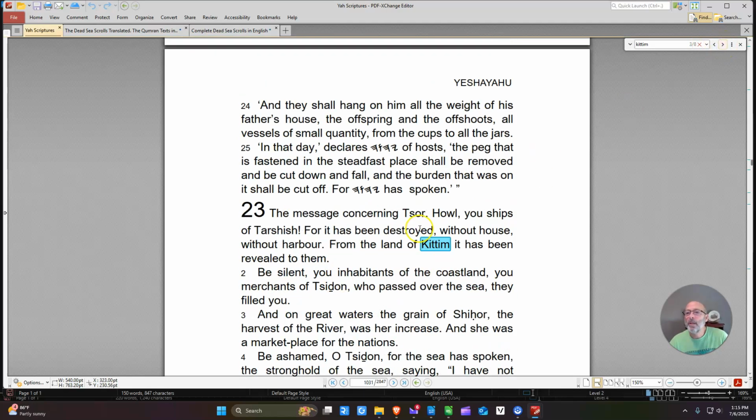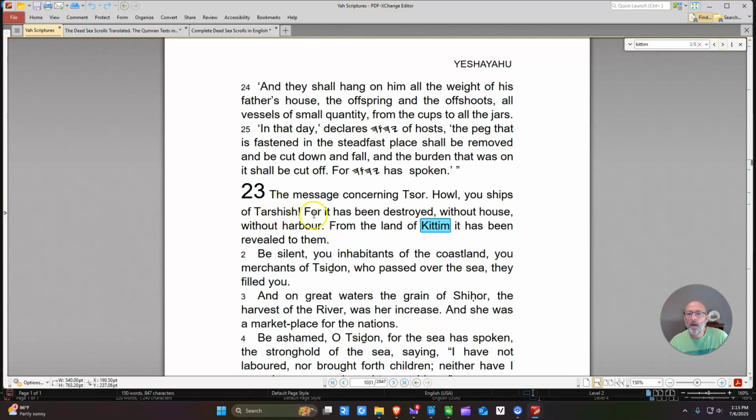Now we are in Isaiah. And the message is concerning Zoar. Howl, you ships of Tarshish, for it has been destroyed, without house, without harbor. From the land of Kittim it has been revealed to them. Just like we just had in Numbers, we had the coast of Kittim. Now we have the land of Kittim.